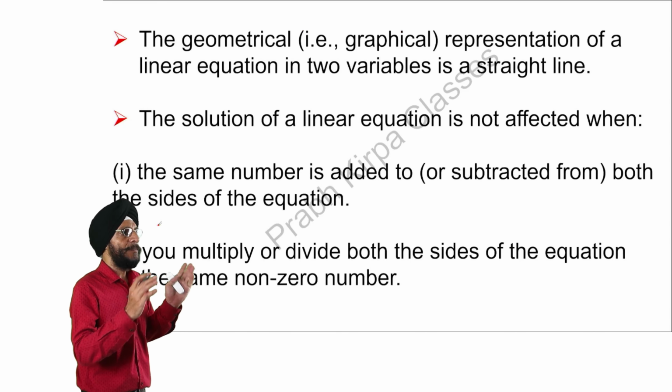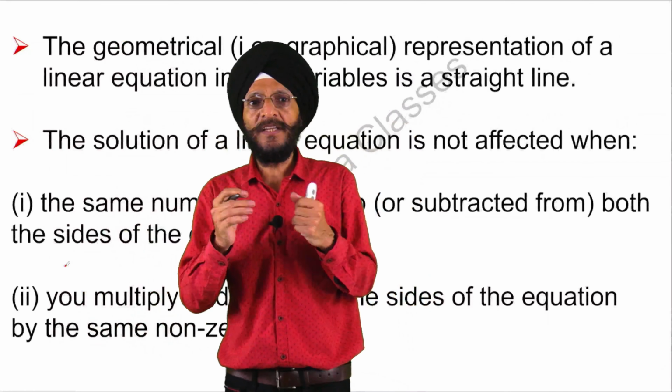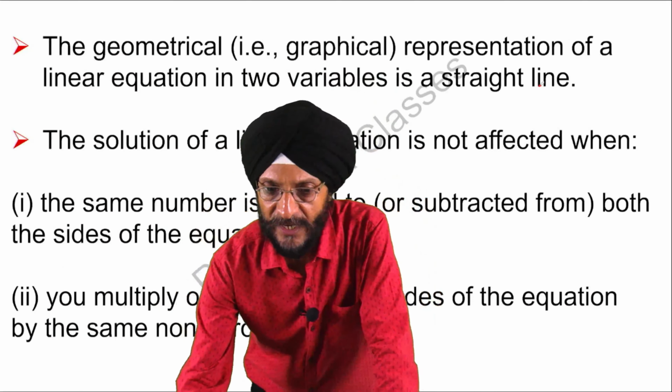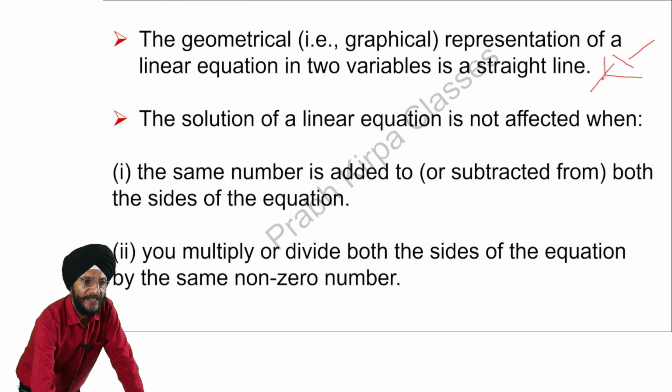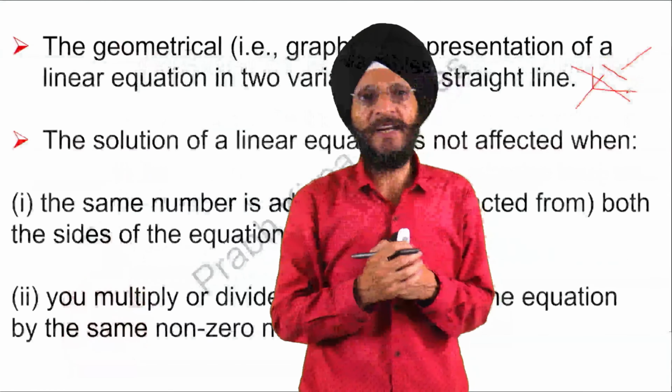The geometrical or graphical representation of a linear equation in two variables is a straight line. It can take the shape of, say, this, or it can take the shape of this, or this in negative, or this. It can take any shape, but in the form of a straight line.